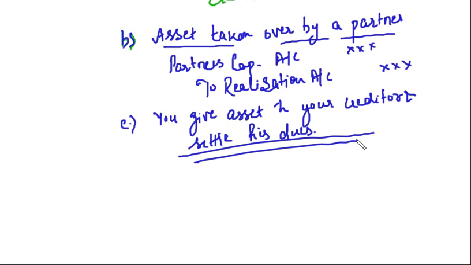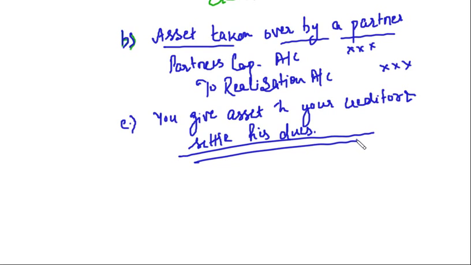This is what we are doing here. We have to pay a creditor a certain amount. Instead of giving him the cash, we ask him to take our asset. We do not sell that asset in the market. We ask our creditor to take that asset in the settlement of his dues. Clear, friends?